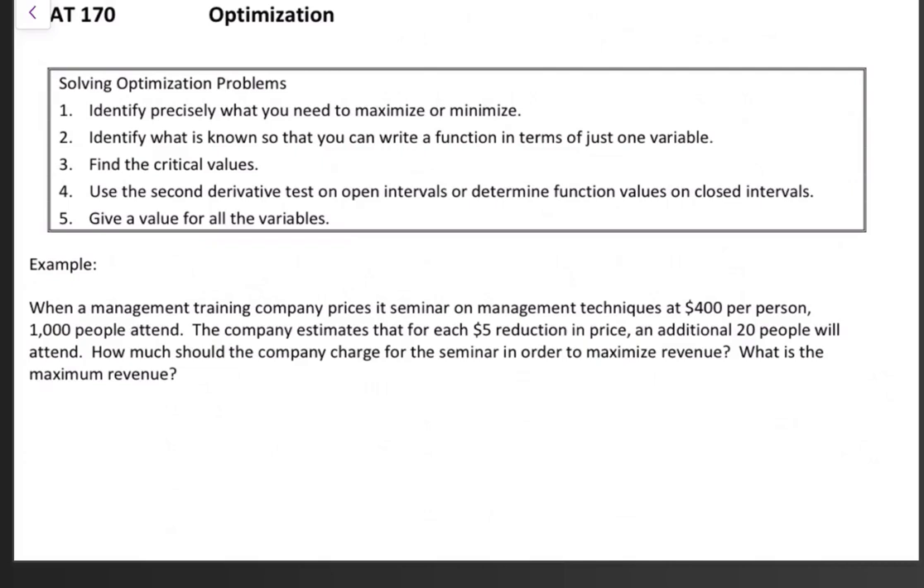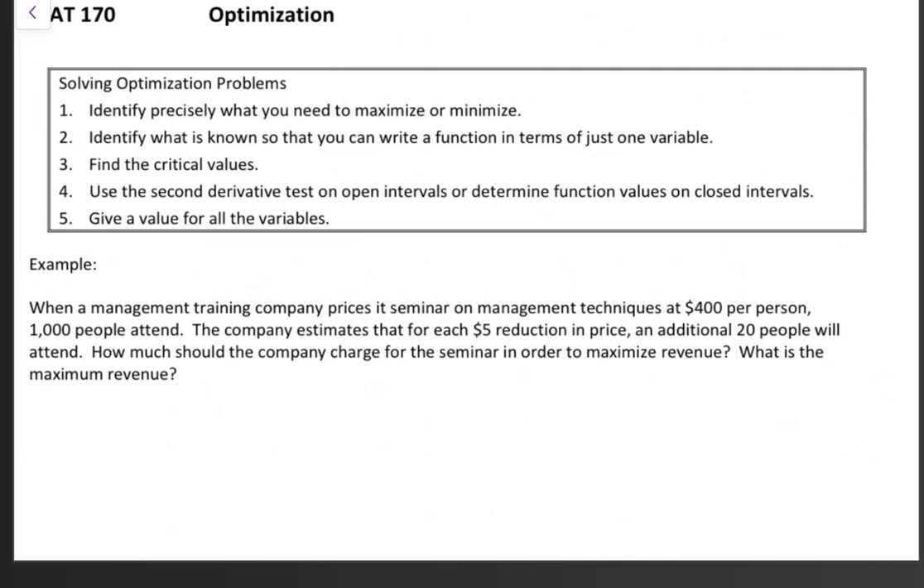First of all, you definitely want to identify what it is that you're trying to maximize or minimize, and then get a function for that in terms of just one variable, and make sure that you define what that variable is. Once you've determined that function that you want to find a max or a min for, next determine whether that function exists on an open interval or a closed interval.